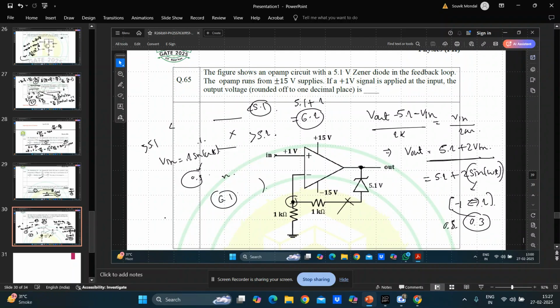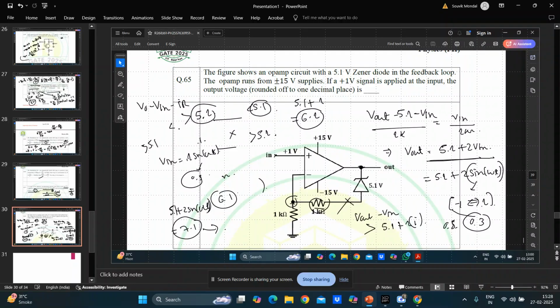So go with the maximum value. If you take 5 plus 2 sine omega t, and if you take sine omega t equal to 1, then your output will be 7.1. If you take this maximum value, then this difference is such that this drop is always greater than 5.1. So V out minus V in should always be greater than 5.1 plus the drop in this case, that is 1 into I, the current flowing here. That means V out minus V in minus I into R, the current flowing through this resistance, R is 1 kilo ohm, should always be greater than 5.1. Otherwise it will be disconnected, right?